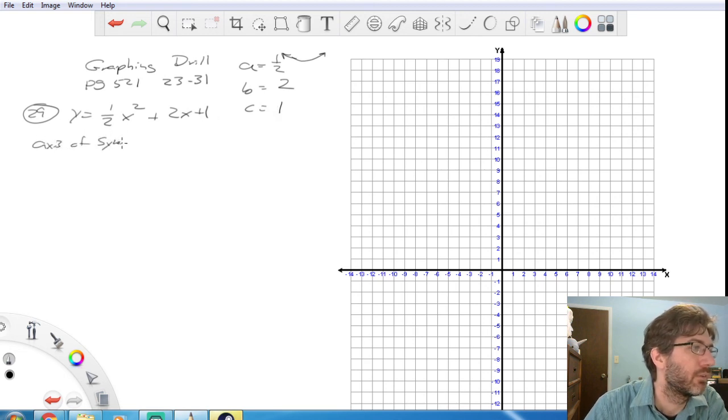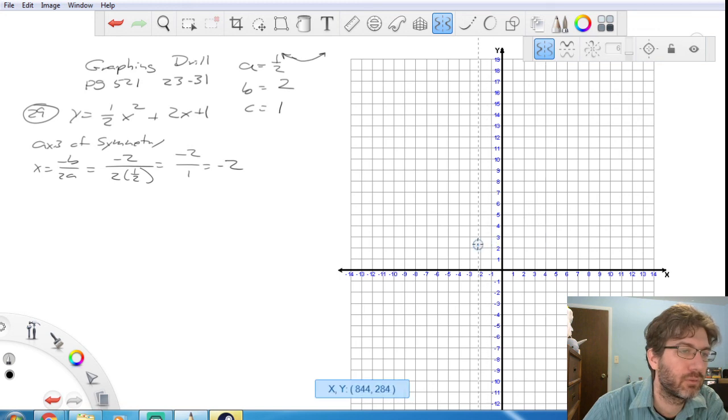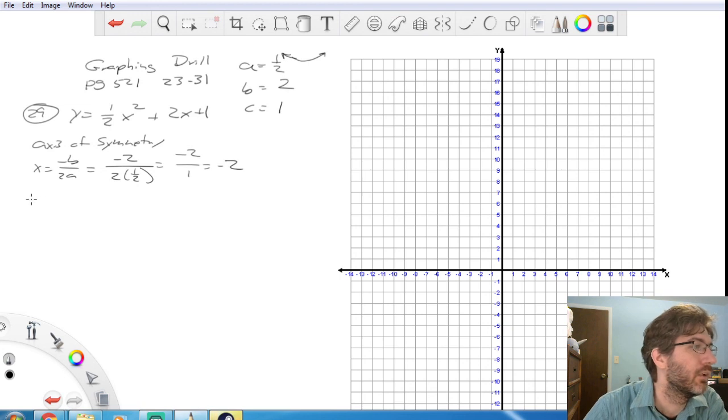Axis of symmetry is x equals negative b over 2a. Negative b is negative 2. 2 times a, 2 times 1/2 is 1. So that is negative 2 over 1, which equals negative 2. So our axis of symmetry is at negative 2. Move that over. Our vertex is going to be negative 2 comma something.